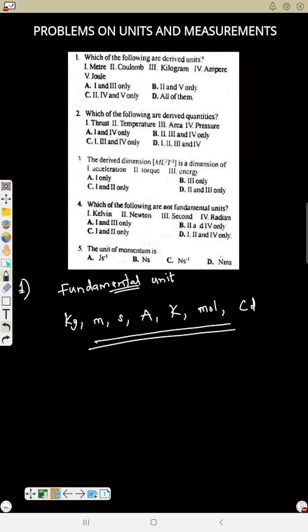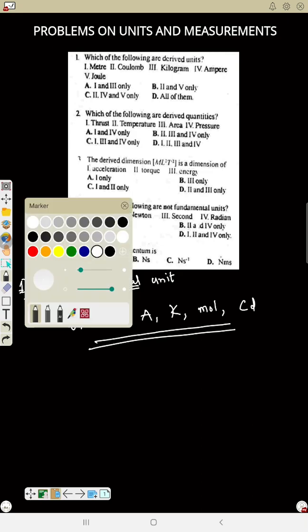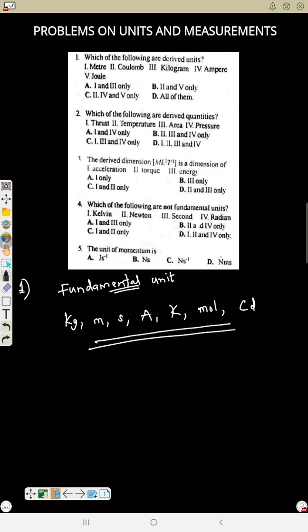Now let's take the first one, meter. As we can see, meter is here. That means it is a fundamental unit. So the answer cannot be 1. So this cannot be the answer.